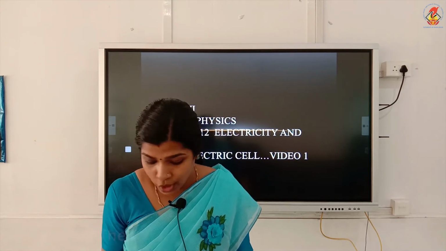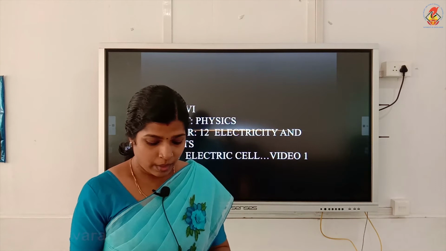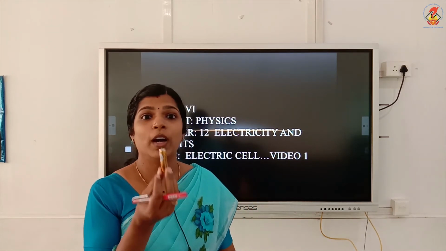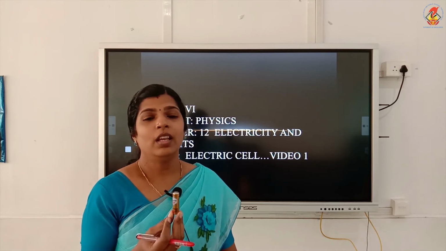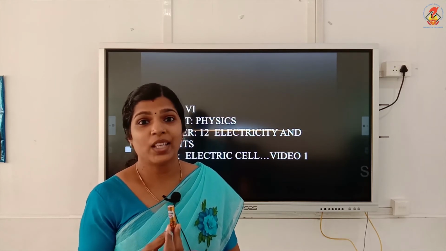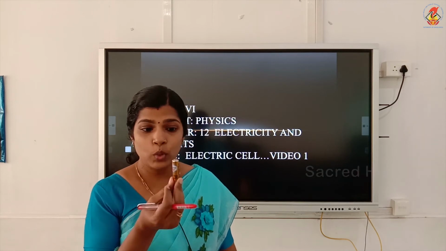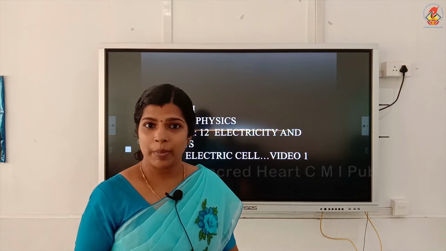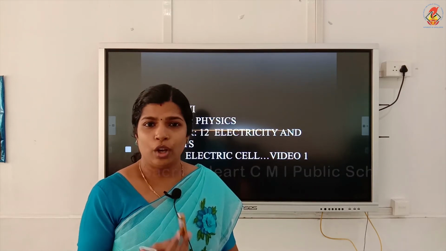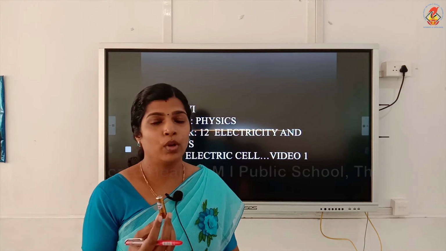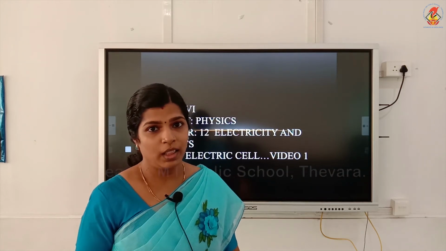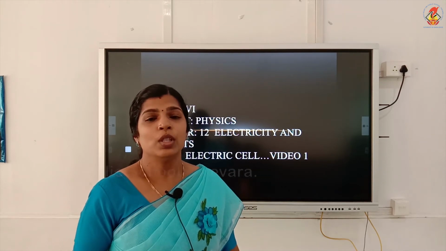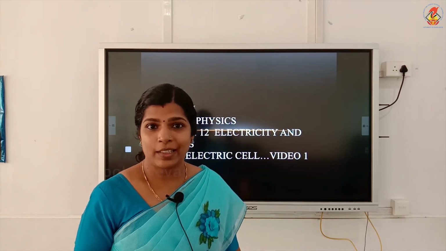Here I will show you a cell. This one is a cell. If more than one cell is there, then we will call it a battery. Normally in a torch, a minimum of 2 cells will be there, so we call it a battery.